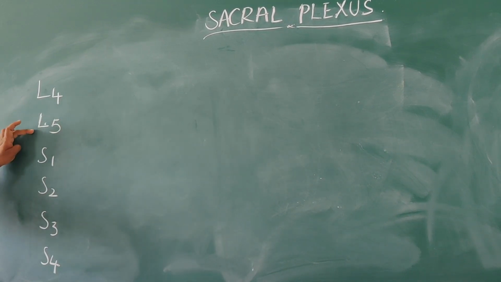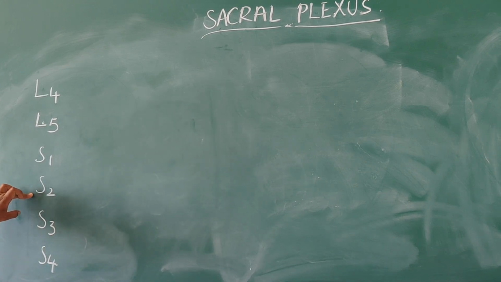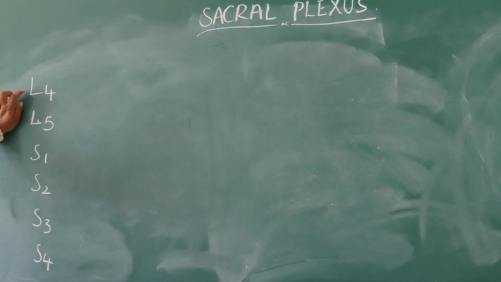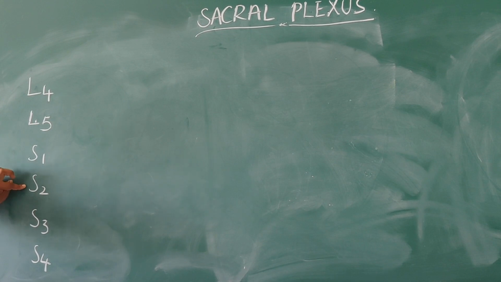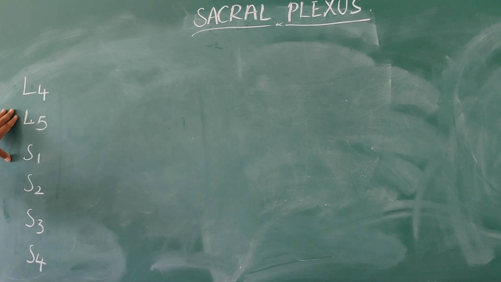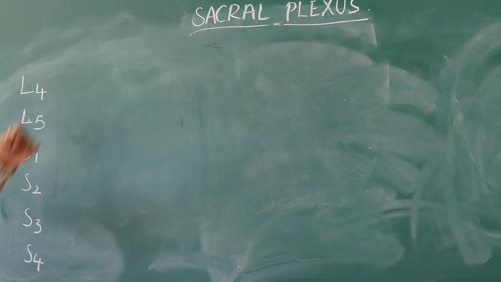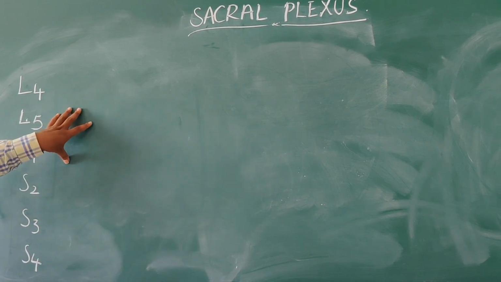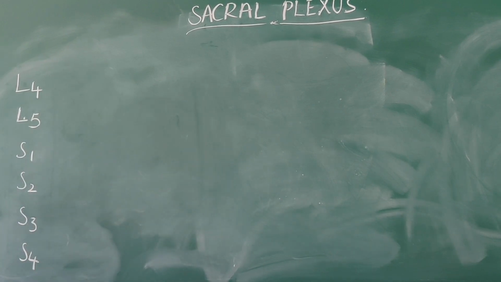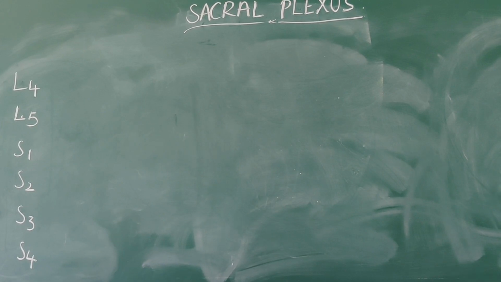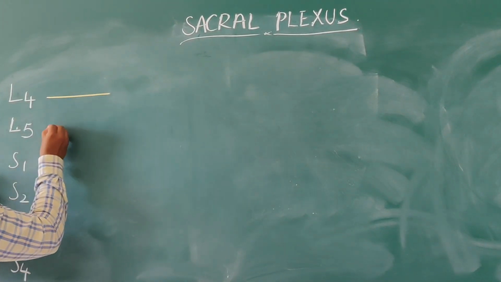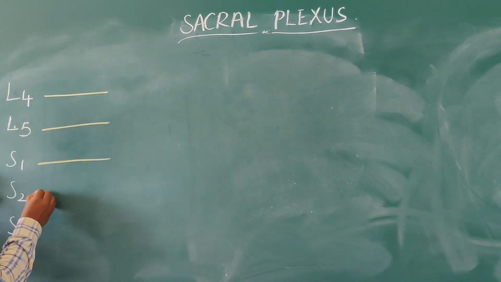Now L4, L5, S1 and S2 nerves divide into anterior and posterior divisions. I will show you by drawing the anterior and posterior divisions separately, and you will see the branches from each. Let us start with the posterior divisions: L4, L5, S1 and S2.